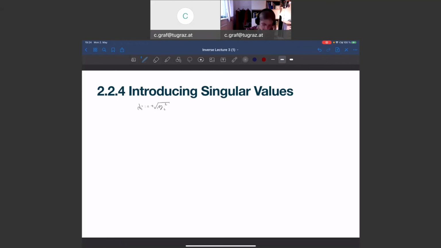So it is the positive square root of the eigenvalues of T transposed T or T T transposed. Please note, lambda i is not an eigenvalue of T or T transposed. And lambda i is called singular value.